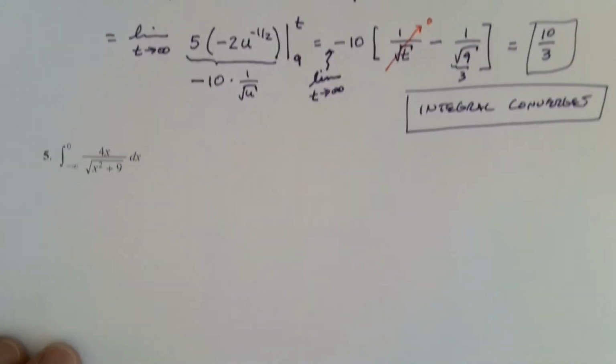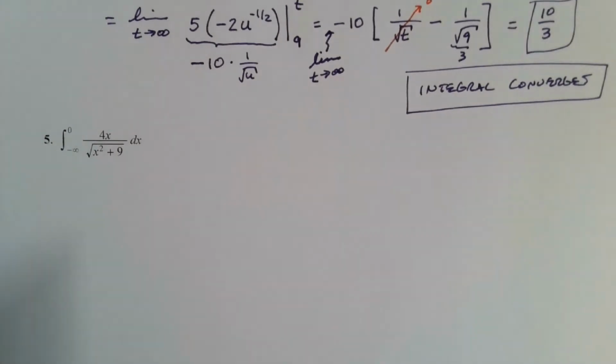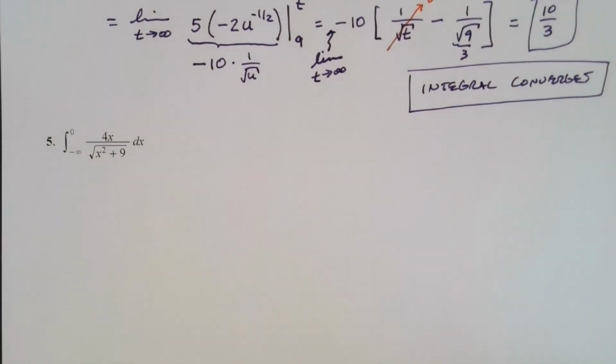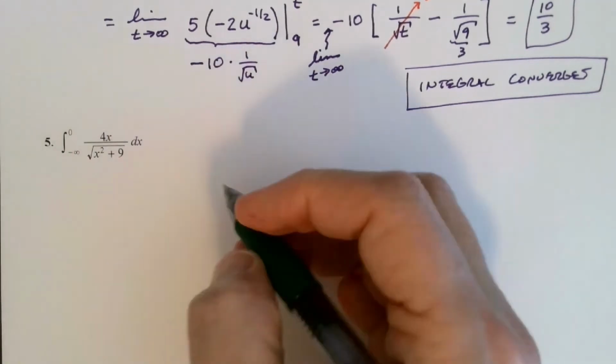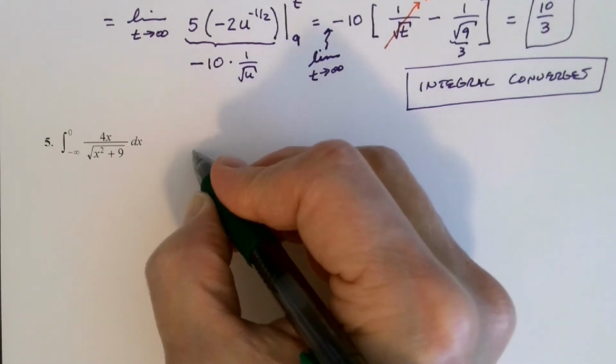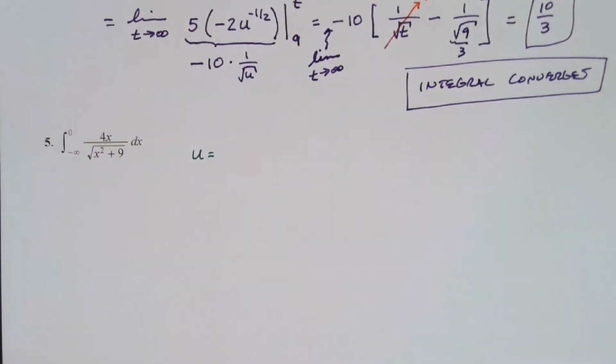This next one is also essentially a p integral, but it's got to do some work to it as well with another substitution. Notice this one goes from negative infinity to 0, so we're going to see how one of these works. Let me first change the variables. What would I let u be if I'm doing a substitution? What would I let u be in this case?